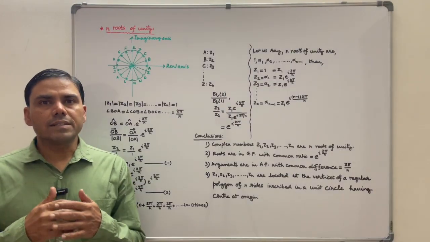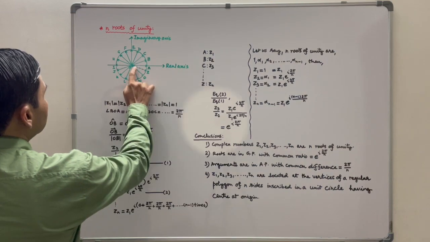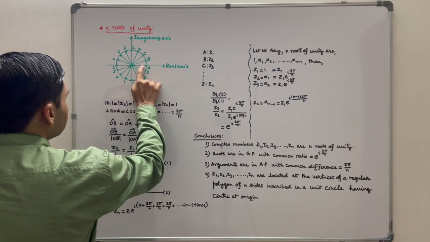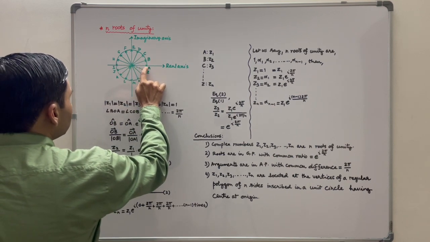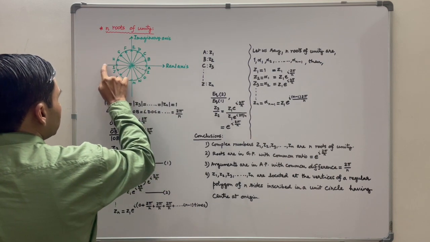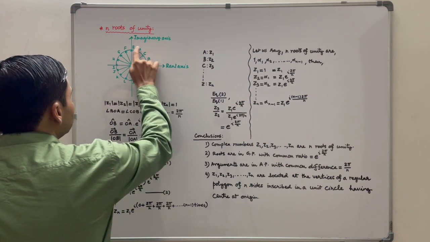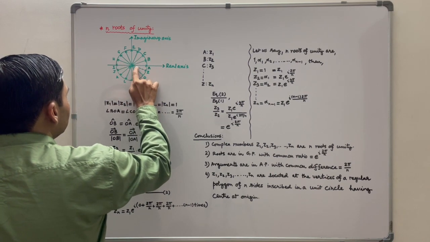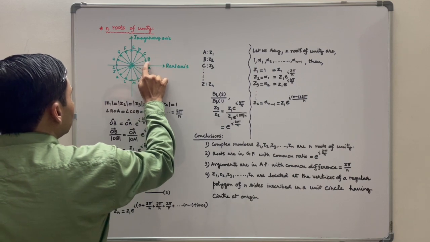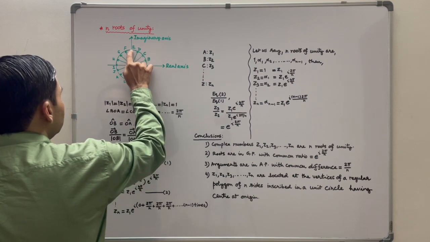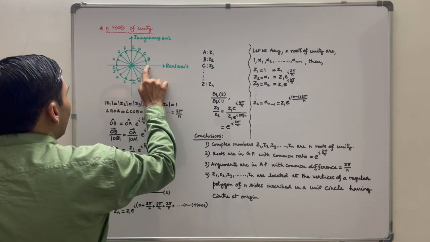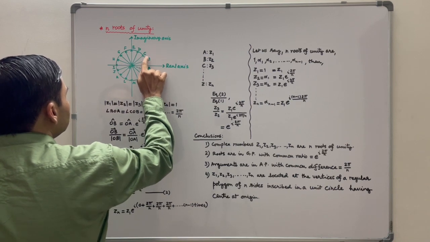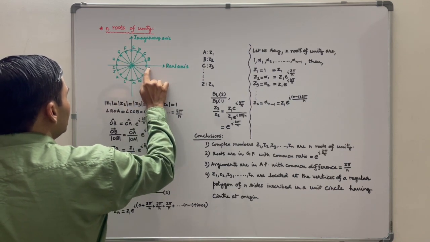Now let us understand n roots of unity. This is a complex plane. Draw a circle with center at origin and radius as 1 unit. Mark this point as A, where this circle intersects the real axis. Now divide this circle into n equal parts. Each of these angles is equal to 2 pi by n. Mark these points as B, C, D, E, F and so on. All these points represent some complex number and these complex numbers are called n roots of unity.